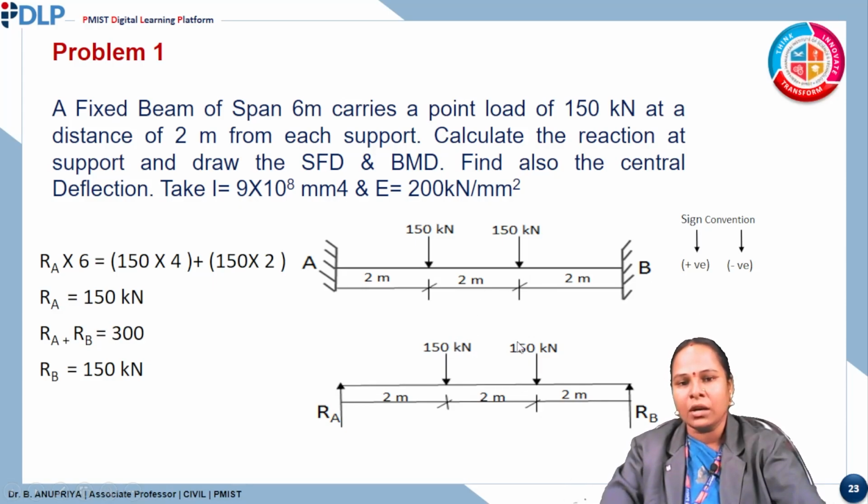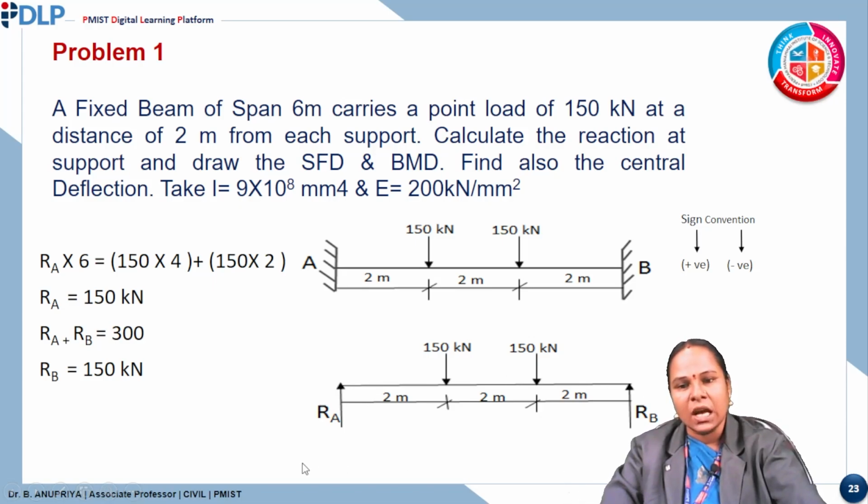For 150 and 150, that is a 300 load, we want to calculate what the reaction at A is and what the support reaction at B is. So I am taking the moment about either side. That is one side we can take. I am taking the moment about B. Moment is nothing but force into perpendicular distance. So the force is RA into the total distance.